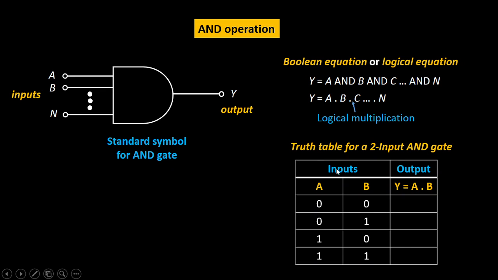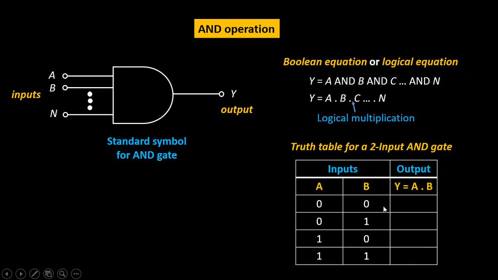You can see here the inputs are, since there are two inputs, therefore four unique combinations can be derived. You can see here 0, 0 are the two input signals that can be given to the AND gate whose inputs are A and B. Then 0, 1, 1, 0 and 1, 1. Right? So these are all the possible inputs that can be given to any AND gate.